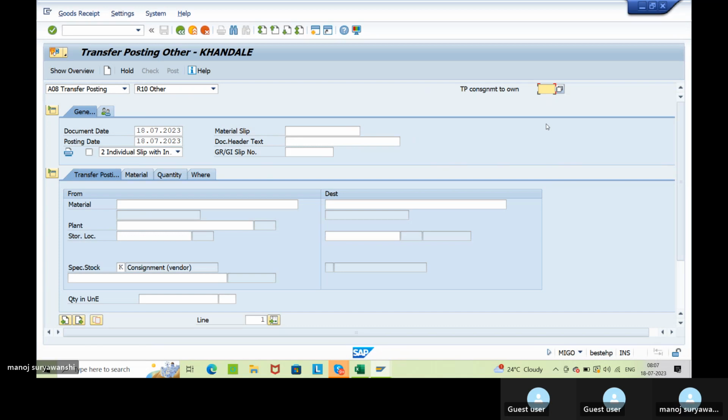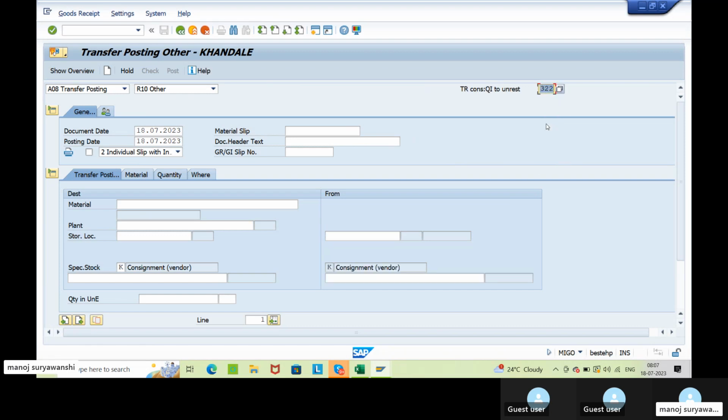unrestricted to quality inspection, the movement type is 321 or 322. Transfer posting quality inspection to unrestricted. Okay, 322 is the movement type.